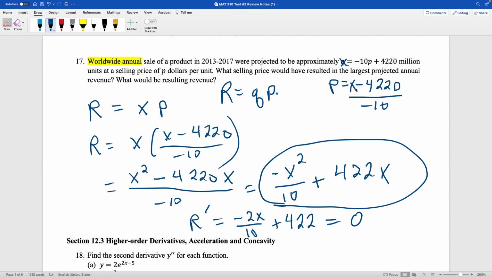So once we find the quantity, then we would put the quantity back into the R function. R prime just tells us where the rate is a maximum, because we set it equal to 0. To find the actual revenue, we've got to go back to the original revenue function, not the revenue prime. Good question.